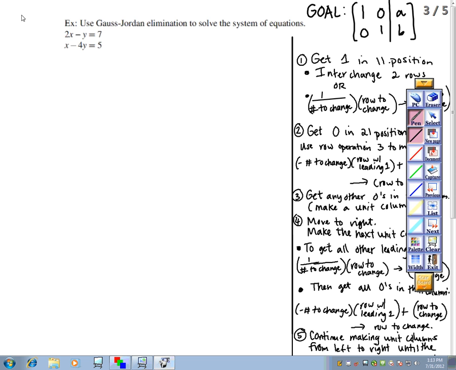We're going to use Gauss Jordan elimination to solve the system of equations. Our equations are 2x minus y equals 7 and x minus 4y equals 5. So the first thing we do is we put this into an augmented matrix.